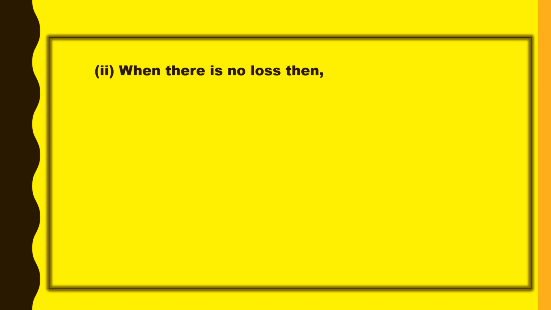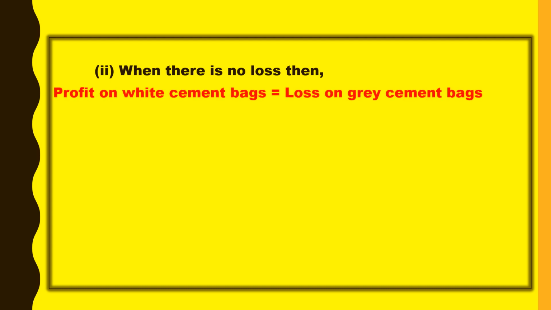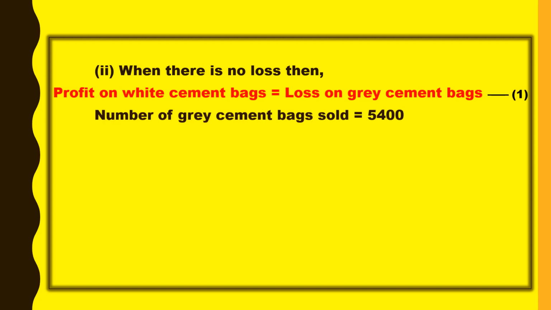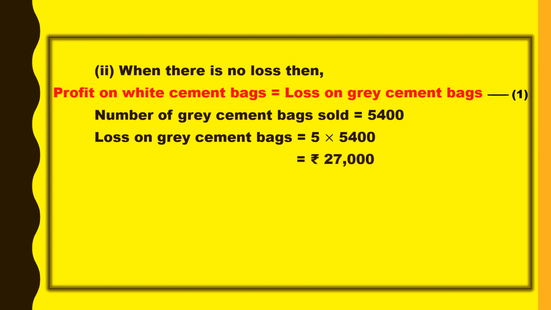Here the number of grey cement bags given is 5,400. No loss means no profit; just profit will be equal to loss. If you got a loss on one item, you should balance it on another item, right? Similarly, here also we are doing the same. The number of grey cement bags is 5,400 and on each grey cement bag we know there is a loss of 5 rupees. So the total 5,400 bags will have 27,000 rupees of loss.